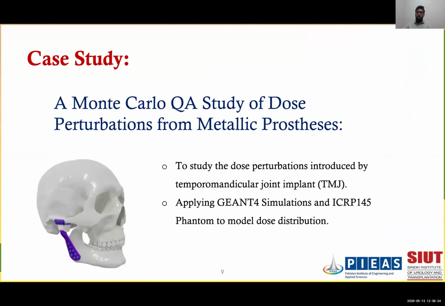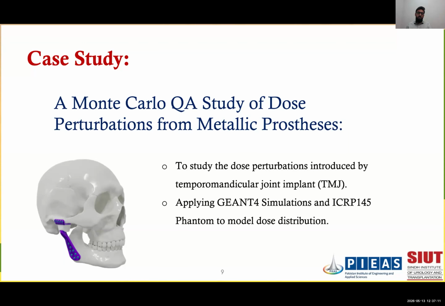So, going further, coming to the case study. What we actually did was design this phantom for our purpose, just to check whether we can get our desired output from it or not. It is the first approach that we did. What we are trying to solve is to establish the computational framework to investigate the dose perturbation caused by metallic TMJ implants. In this work, we simulate the presence of a TMJ implant within the ICRP 145 human phantom and evaluate how it affects radiation dose distribution under realistic treatment conditions.